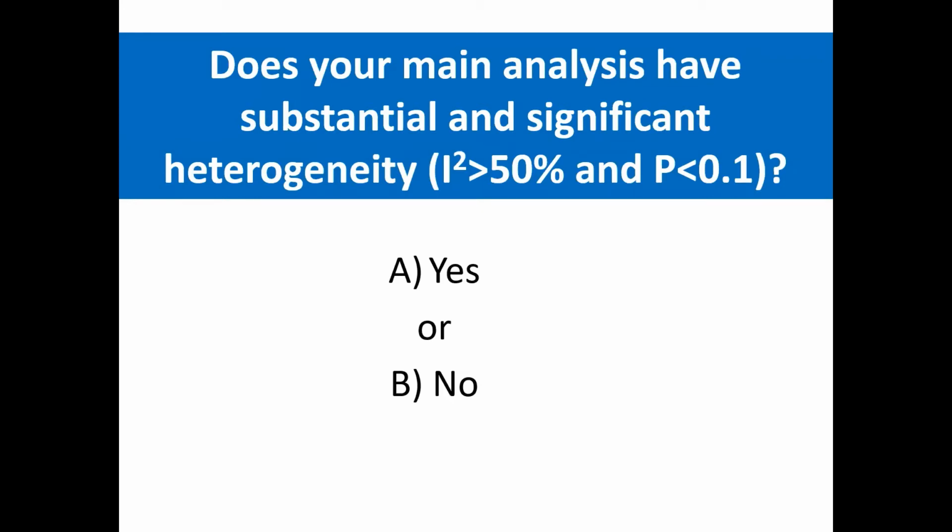Let's take a second to reflect on this information. Does your main analysis have substantial and significant heterogeneity? Record your response in question 14 in your worksheet. Recall that heterogeneity is considered substantial at an I² greater than 50% and is significant at a p-value less than 0.1.